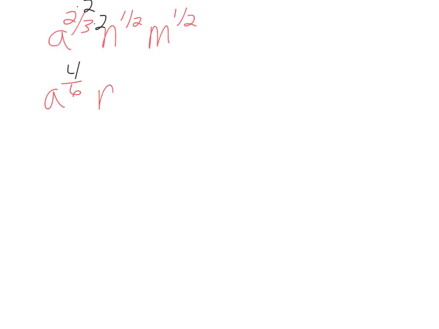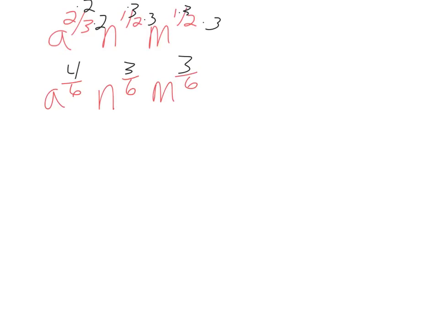Then I have n, the common denominator is going to be 6. So I multiplied the denominator by 3, so I have to multiply the numerator by 3. So that's going to be 3. Then I'm going to have m, 6, and multiply that by 3, so I have to multiply the top by 3, and that's also going to give me 3. Alright, so I have a to the 4/6, n to the 3/6, and m to the 3/6. They all have a common denominator.